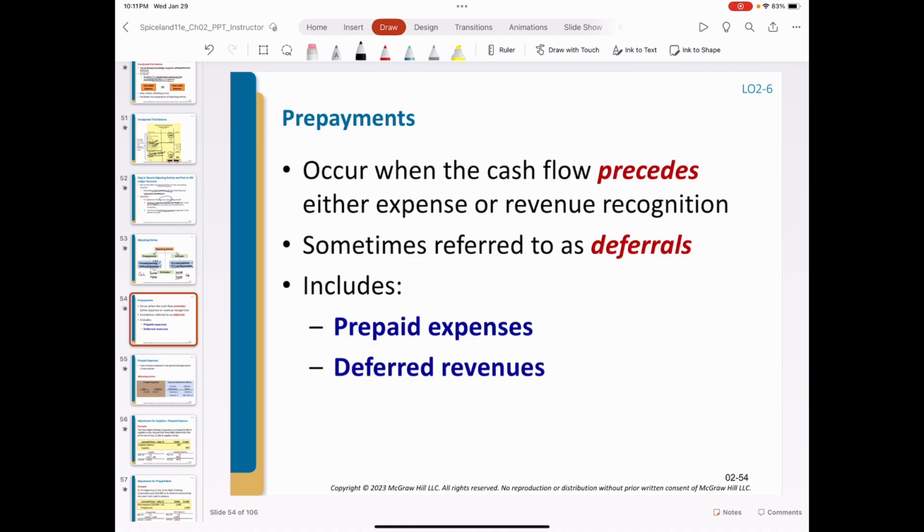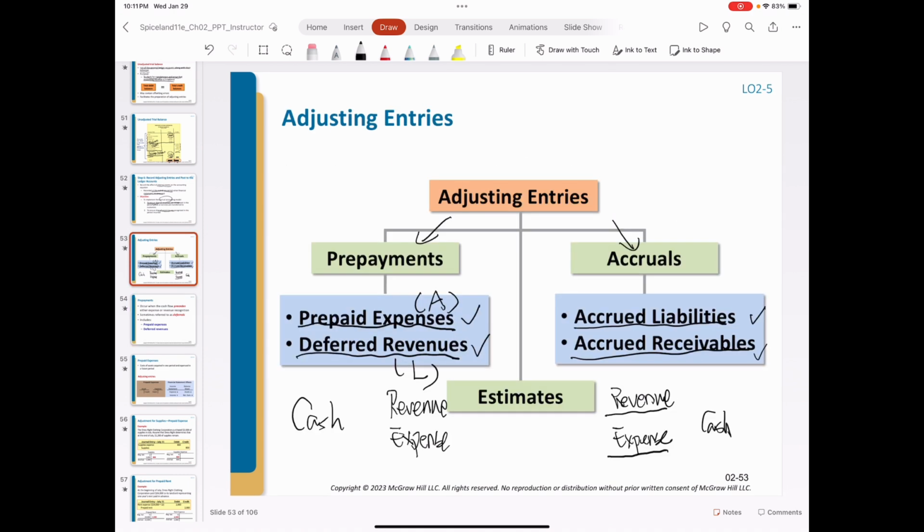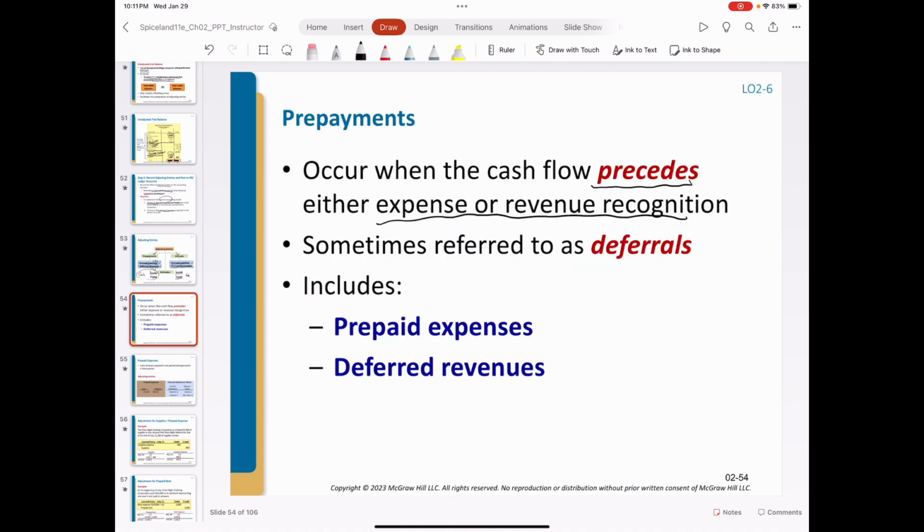Now let's start from the first one, prepayments. Prepayments occur when the cash flow precedes either expense or revenue recognition, just like this. These two are all deferrals. It depends on whether the cash prepayment was paid by the company or paid by the customer. So prepaid expense is a prepayment by the company. For the deferred revenue, a prepayment from the customer.